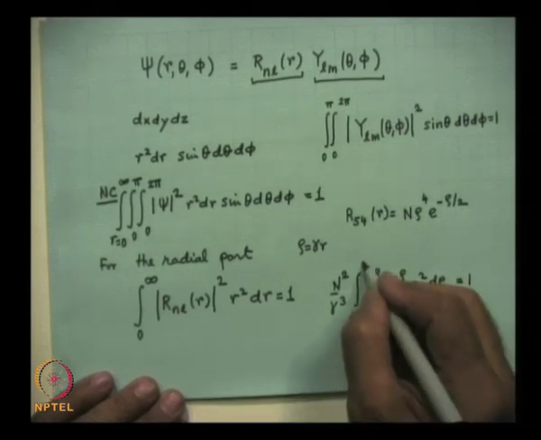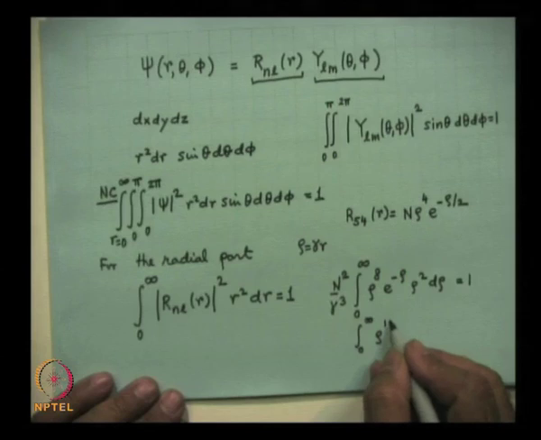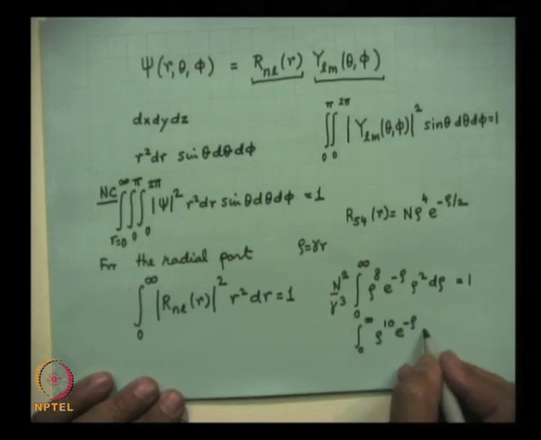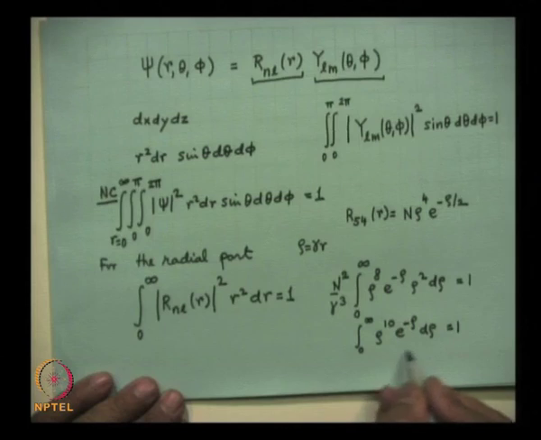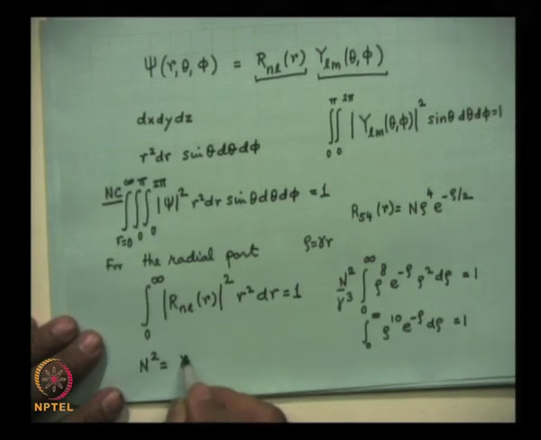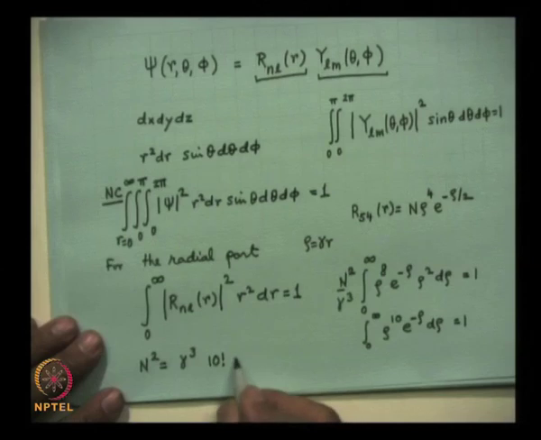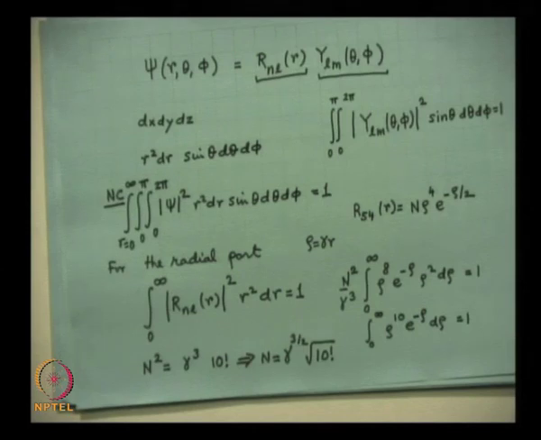From 0 to infinity. So, this is the integral from 0 to infinity of rho to the power of 10 e to the power of minus rho d rho, which is equal to 1. So, this is 10 factorial. So, N squared is equal to gamma cubed divided by 10 factorial, or N will be gamma to the power of 3 by 2 divided by the square root of 10 factorial. So, if you want to calculate any radial part of the wave function, it is really very simple.